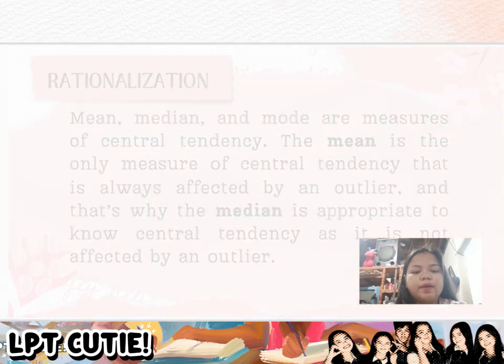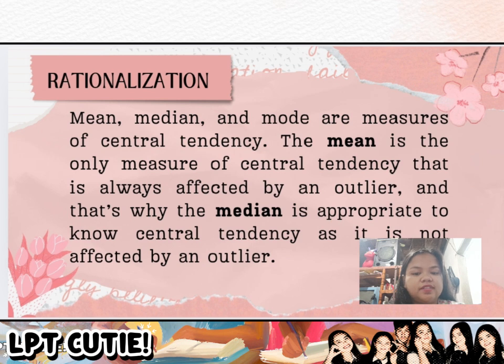So why? Mean, median, and mode are measures of central tendency. By that statement, letter D is not the correct answer. And then weighted mean is just like the mean, another term for the mean. The mean is the only measure of central tendency that is always affected by an outlier. So by that statement, letter A is not the correct answer, and also letter E. That's why the median is appropriate to know the central tendency, as it is not affected by an outlier. So the correct answer of 16 is letter B, median. That is the measure of central tendency that is not influenced by an outlier.